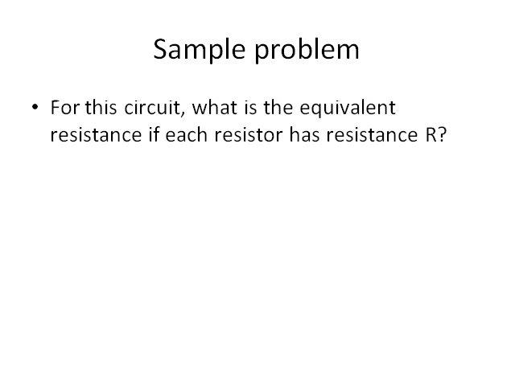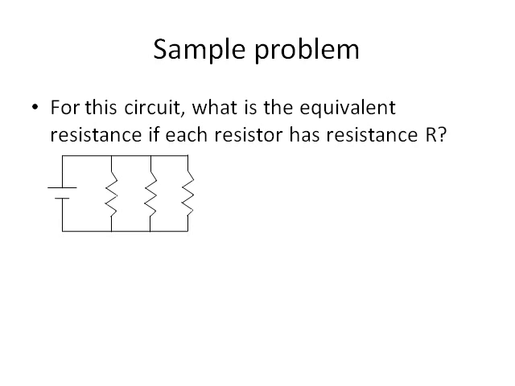Alright, so here's a sample problem. For this circuit, where we have 3 resistors in parallel, what is the equivalent resistance if each resistor has resistance R? This is very similar to that first one that I did with just 2, except now I have 1 over R, plus 1 over R, plus 1 over R again, which is 3 times 1 over R. But I have to then flip it and take the inverse, so I get R divided by 3.